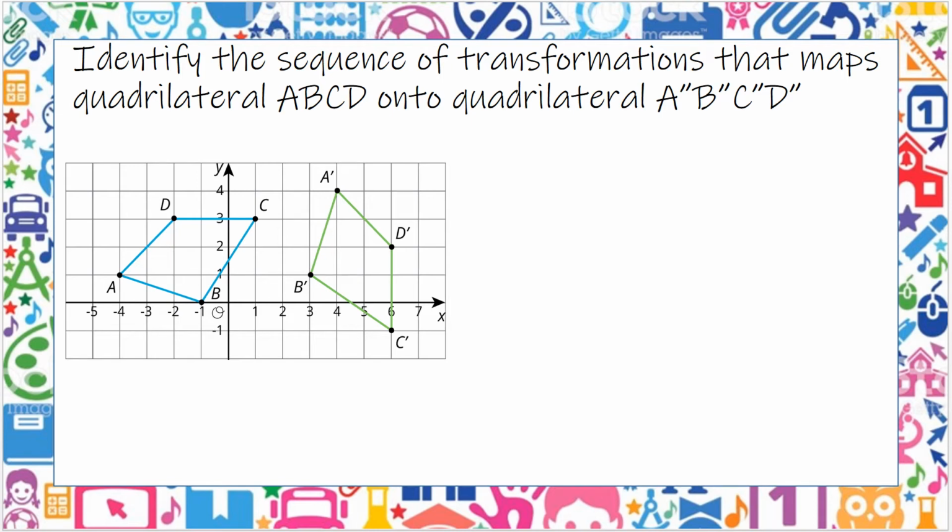Identify the sequence of transformations that maps quadrilateral ABCD onto quadrilateral A prime, B prime, C prime, D prime. Okay, so the first thing that I notice is that C was up here. Okay, it was up here. And then it's down here. So I'm going to follow letter C, because if I could stick with one point, usually I can find out how it moves. And we can figure out what the transformation is for these.